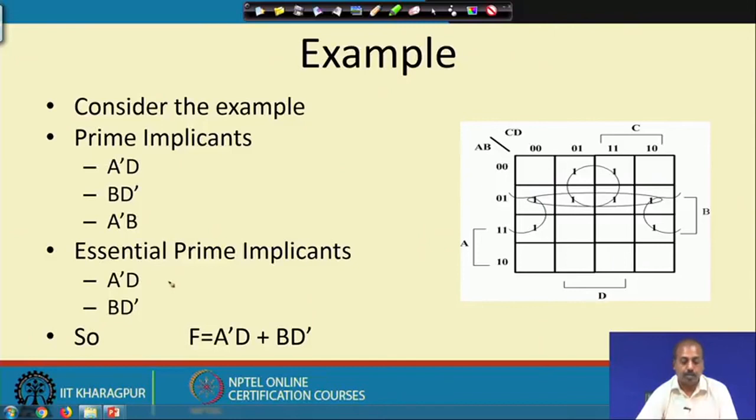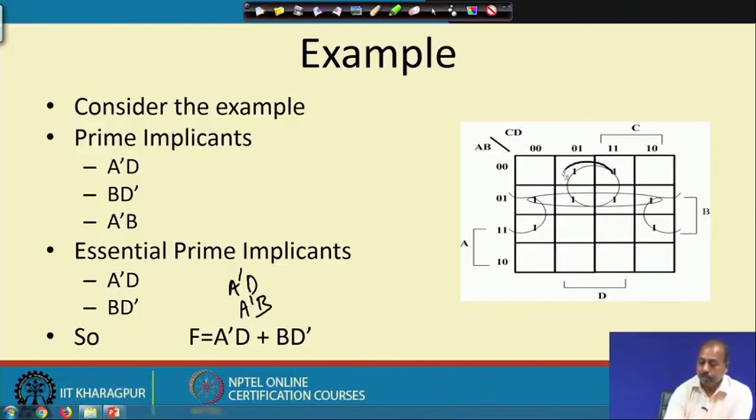So, I can also take another one like, say, A bar D and A bar B, because A bar D will give me this one, okay, and A bar B will give me this. So this is not essential, this will not give me full coverage. So this is my A bar B. So these ones will remain uncovered. So this cannot be taken as an essential prime implicant. So, A bar B is not essential.